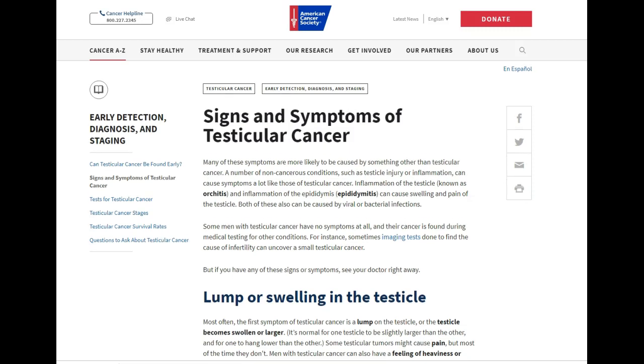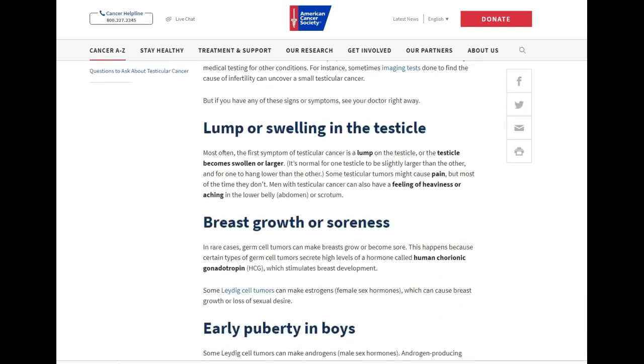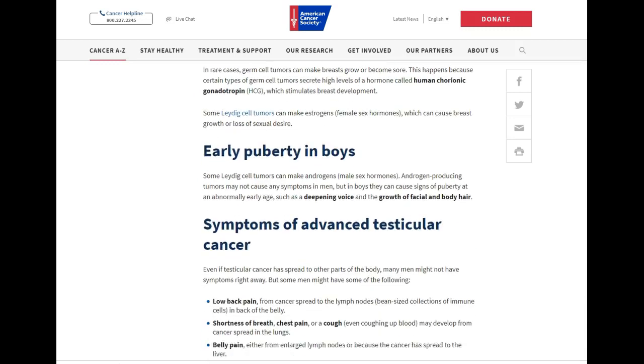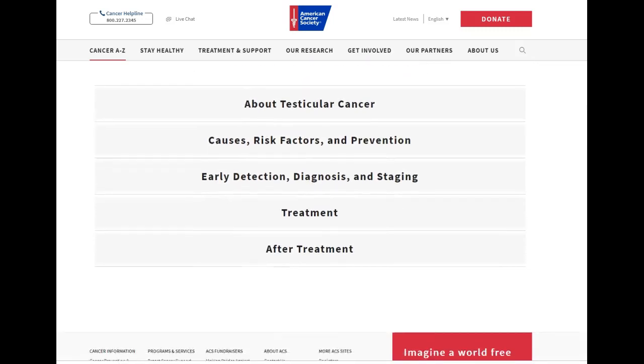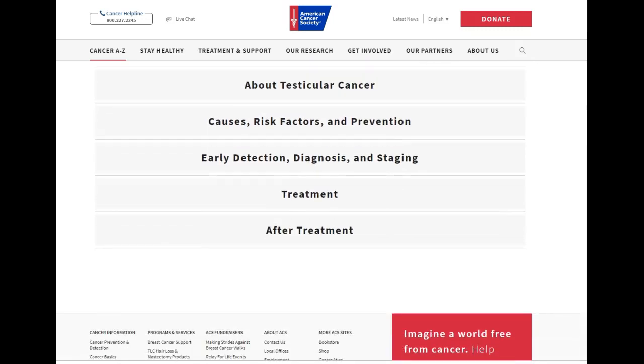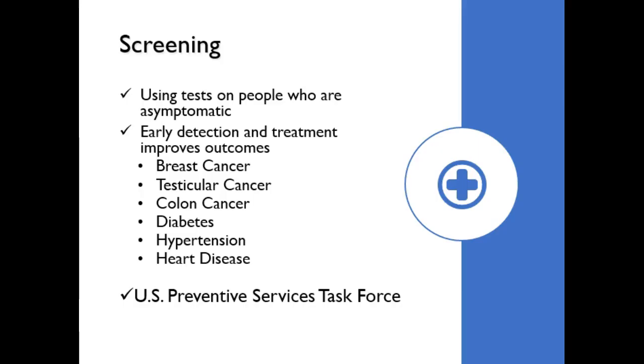So again, looking at the page related to testicular cancer, they give you a lot of information about it in terms of signs and symptoms, causes, treatment, etc. This is all important information and part of a public health effort. The American Cancer Society is just an example of one organization that provides information on screening for the reduction of disease. Others include the American Heart Association, the American Diabetes Association, and others.